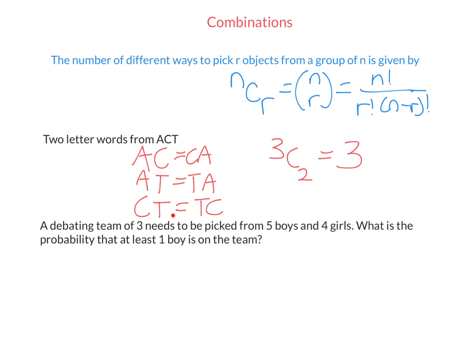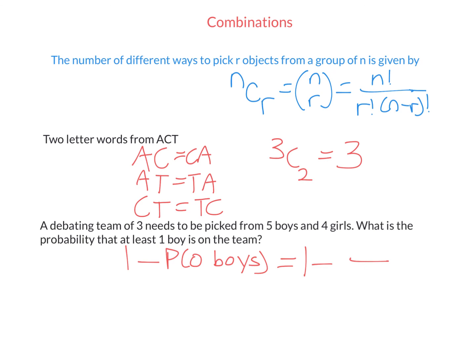It was easy to count them in this case, but if you have a large number of objects from an even larger group to pick from, it gets big really quickly. So we're going to show how combinations can be used in this one here. A debating team of 3 needs to pick from 5 boys and 4 girls. What's the probability one boy is on the team? It's going to be easier to find the probability of 0 boys and subtract that from 1. The probability that I get 0 boys will just be the number of ways I can pick all girls over the total number of outcomes.